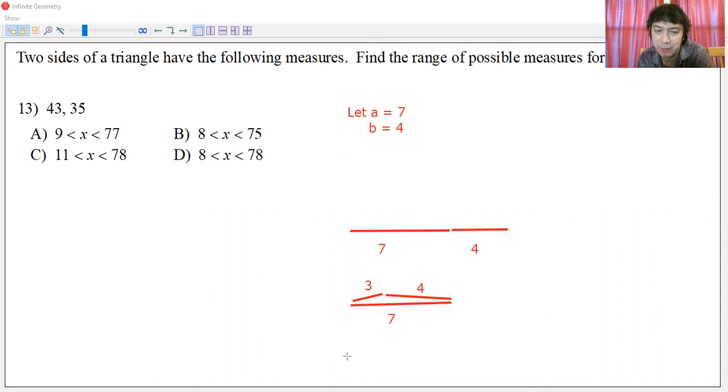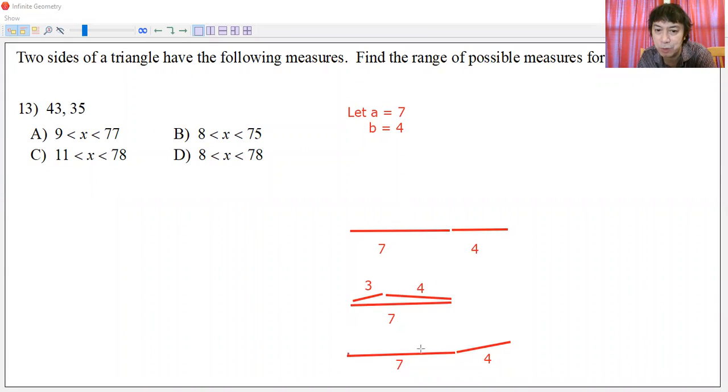Say this is the side which has a length of 7, and then here comes the side 4. If we swing the side 4 so that it is over there, here's the 4, and so the closing side that we can use approximates 11.